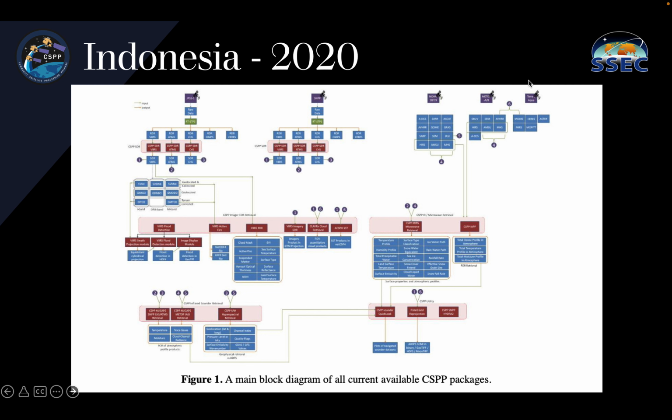So they start with the different satellites. The red are the different packages of CSPP, all the way down to the visualization portion, where they mention Polar2Grid and the Sounder Quick Look software as well as Hydra.